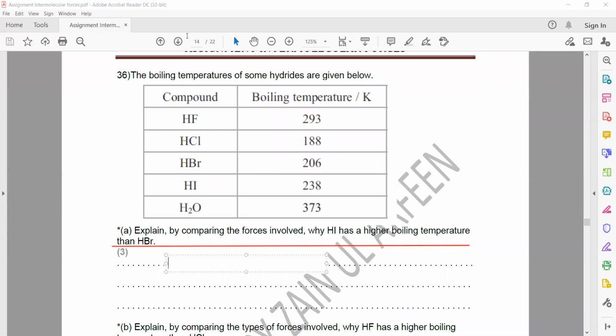So London dispersion forces are stronger compared to HBr, and the reason is that HI has more electrons, or you can mention electron shells as well.